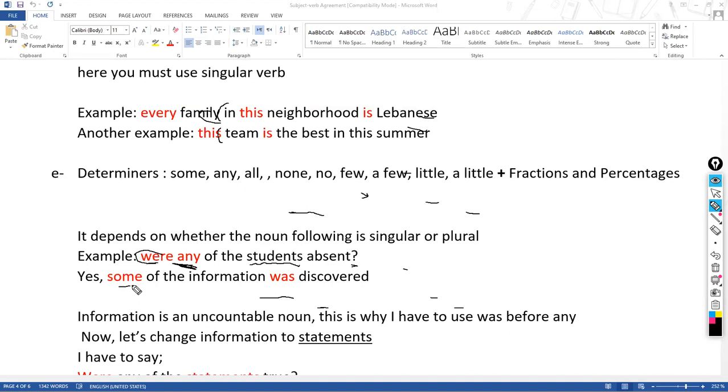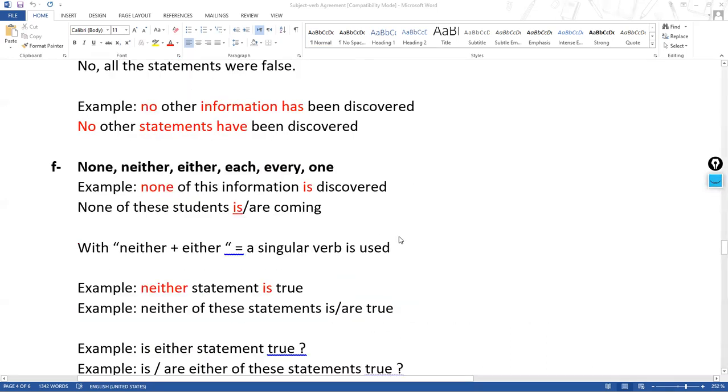The next example is saying some of the information was discovered or rejected. Absolutely, here I use the determiner some. If I want to use any determiner, I have to check the noun. The noun is information, uncountable, so singular verb. Some of the time, some of the information, some of the sugar, some of the salt, some of the sand, and the rest of the uncountable nouns. Absolutely, I have to use a singular verb. Okay? So please, you have to practice them. In the beginning, I'm sure you'll commit some mistakes, but by practicing, you will know how to use them correctly.